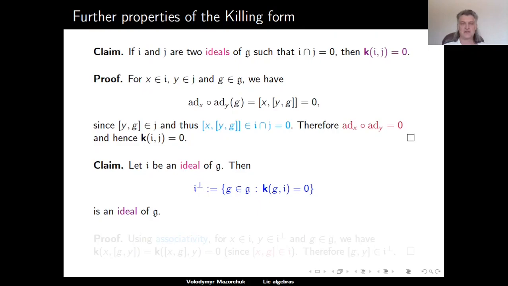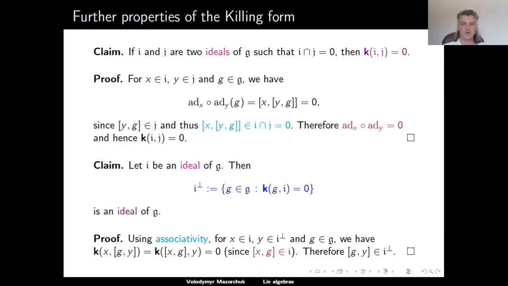The second property: assume that I is an ideal of G. Then the orthogonal subspace of I, that is the set of all elements g in our Lie algebra such that the Killing form of g and I is 0, is also an ideal of the Lie algebra G. So I'm trying not to say orthogonal complement because we don't know whether the Killing form is positive definite and non-degenerate, so this orthogonal subspace doesn't have to complement I. So for example, if the Killing form is identically 0, then this orthogonal subspace coincides with the whole algebra G.